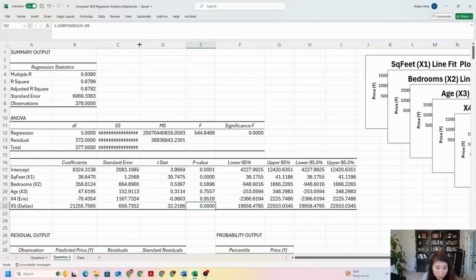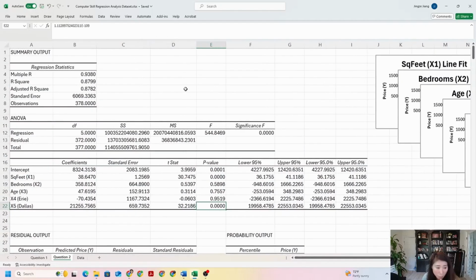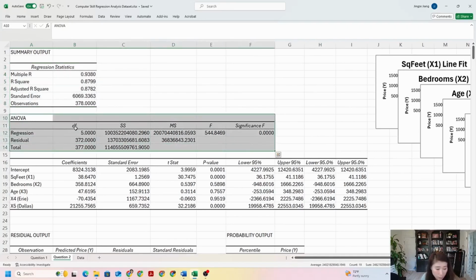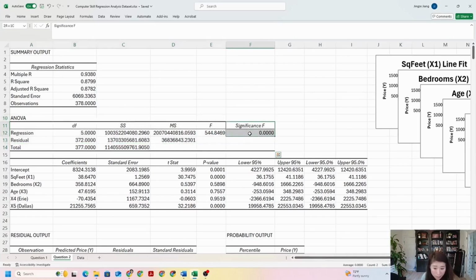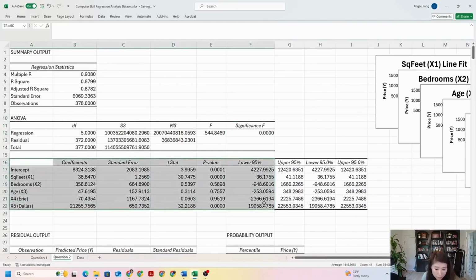So I explained it when we worked on question number 1. In this table, we find R square, or just R square, which we are going to use. The second table is our ANOVA table, but the information we'll use for this class is the significance F, which allows us to do the F test. And then the third table is very important to help us understand our regression equations.